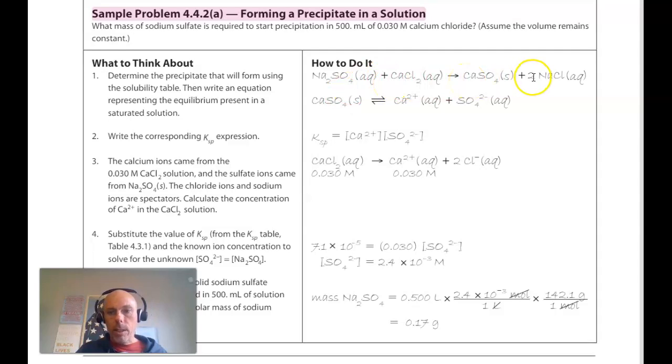The products are calcium sulfate and sodium chloride. And again, because this is a group 1 metal containing salt, sodium's in there, we know it's soluble, and therefore calcium sulfate must not be. Once again, assume all double replacement reactions occur.